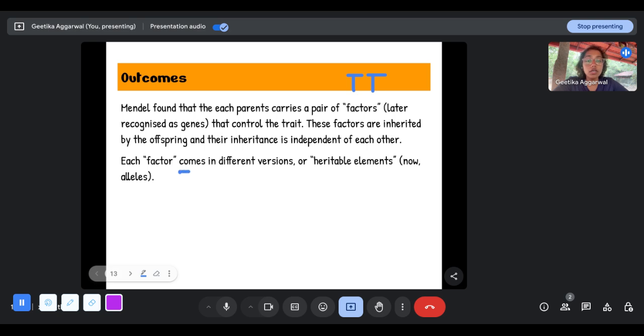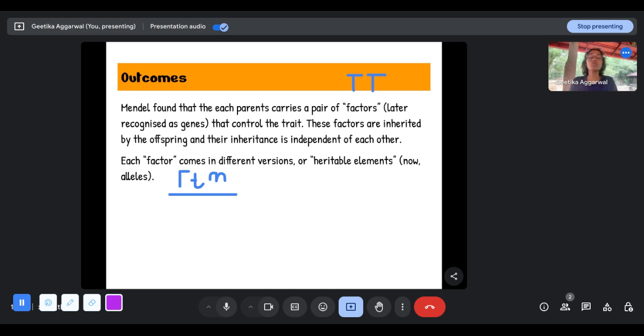So it could be tall, it could be short, it could be medium. All of these different versions are what Mendel called heritable elements, which we now know are alleles. We now know that there's a gene that encodes a particular phenotype, and that gene can be in different forms, which are called the alleles of the gene. At that time he didn't know that, so he called the genes factors, and he called the alleles heritable elements.